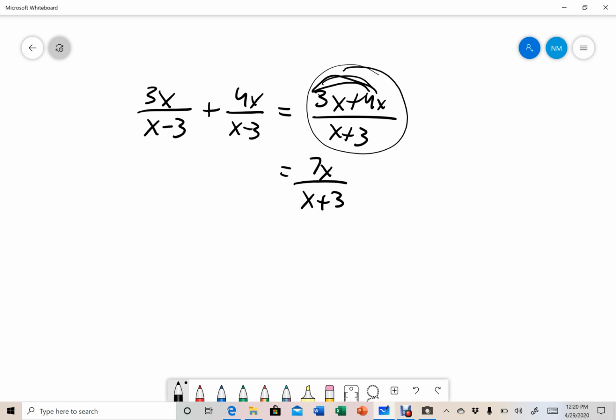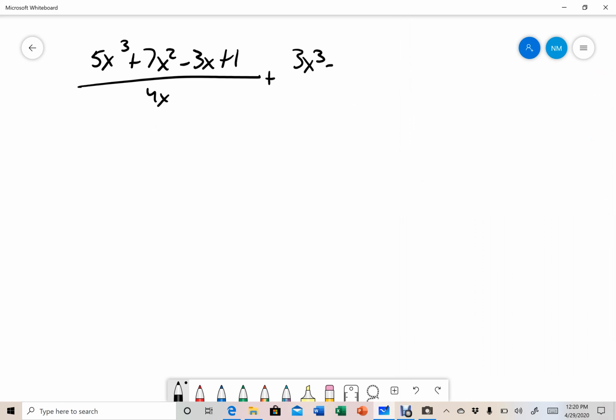But if you want to skip this step of writing them separately and just combine them all together, you can do that as well. Again, nothing to cancel. So there's no setting to 0 and no writing our excluded values. So basically our answer is just 7x over x plus 3. All right, let's look at another one.